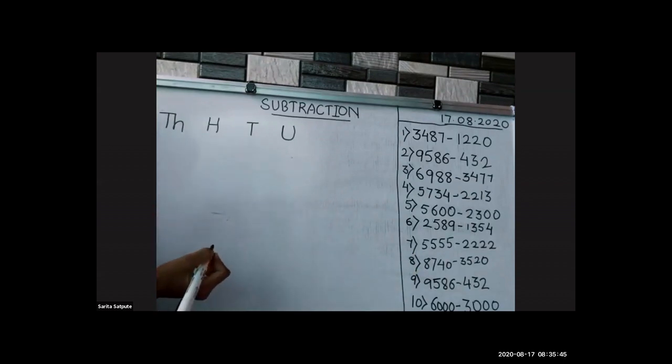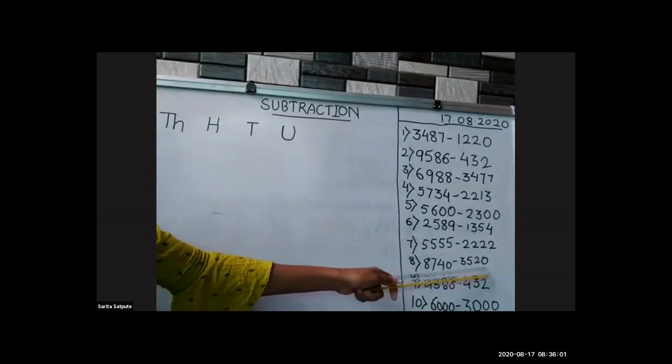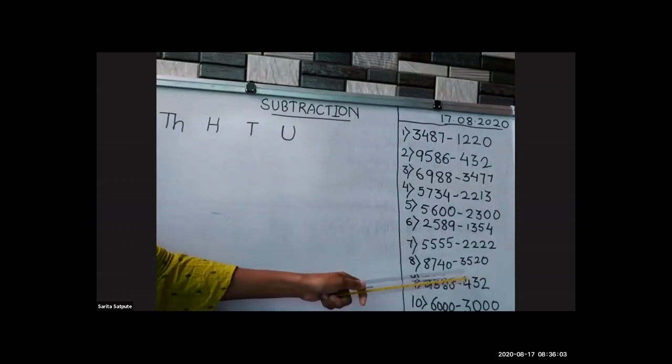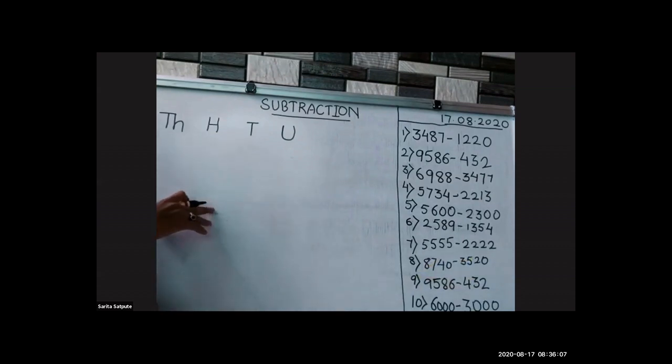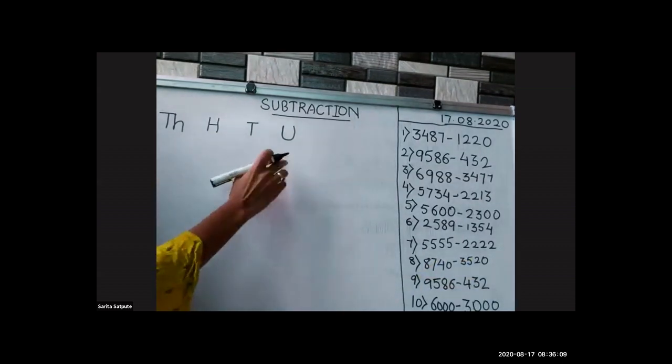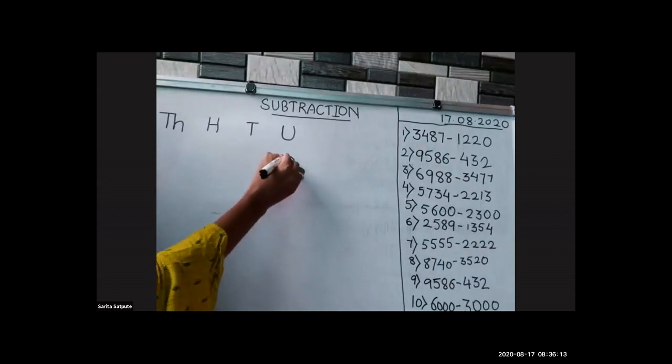Yes. Now, Karthik is there. Karthik, can you hear me? Please help me in writing the eighth question. Can you hear me, Karthik? 8,740 minus 3,520. Yes, very good. You read the question very correctly. Now, please help me in writing the number over here. So, what should I write here? 0. Very good.